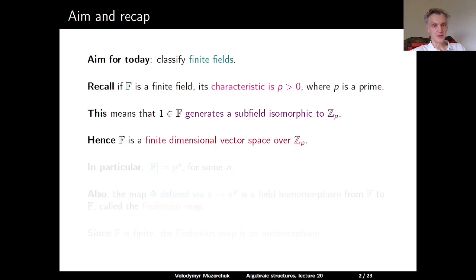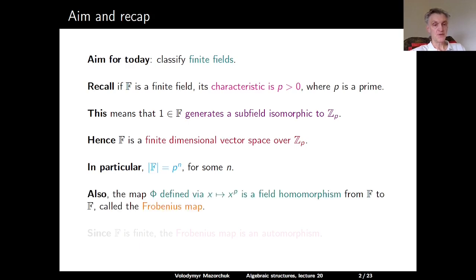In particular, this means that F is a finite-dimensional vector space over Z_p, which implies that the cardinality of F is some power of p. So the cardinality of F is p to the power n for some n.